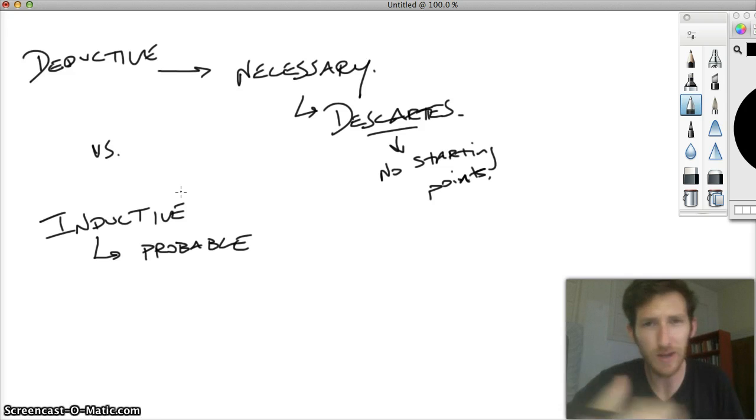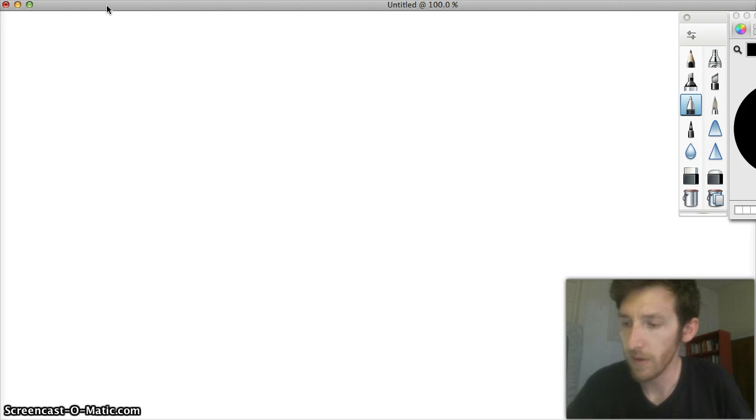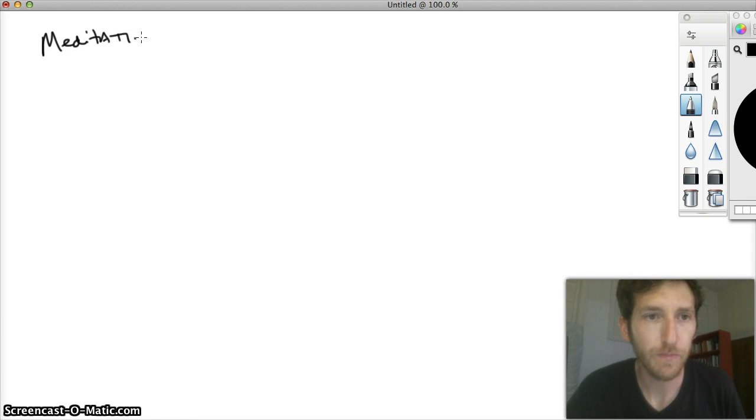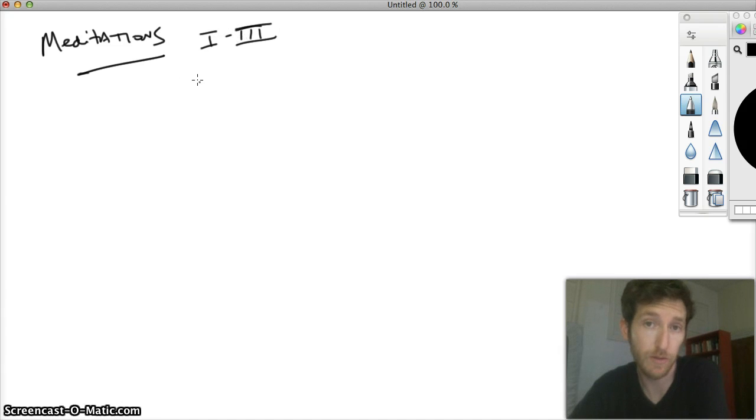But also I want to drag this idea of deductive reasoning into Descartes' Meditations. So let's start there. I want to give, with the Meditations, again, we're just looking at 1 through 3. I want to give a sense of the structure of these, because it might be kind of difficult to read if you don't have a sense of where he's going with his thoughts.